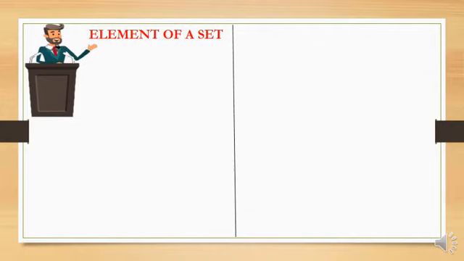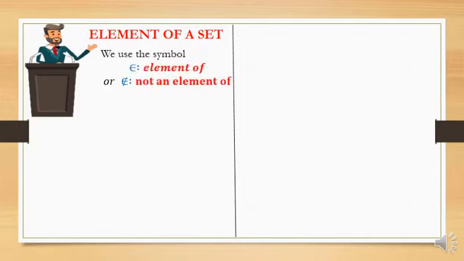So a set actually has, like we said, elements. The entries of a set, or the different items that make up a set, we call them elements of a set. Now we use the symbol "element of" and "not an element of". So this symbol represents element of, and this one represents not an element of. Now let's look at some examples.